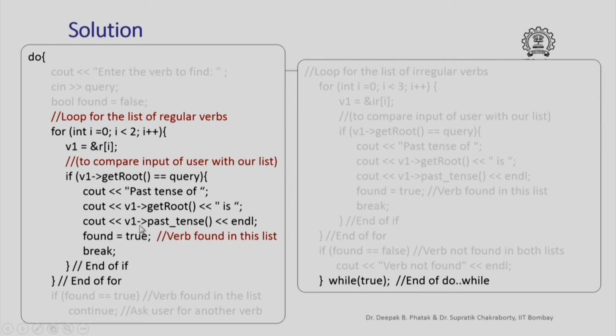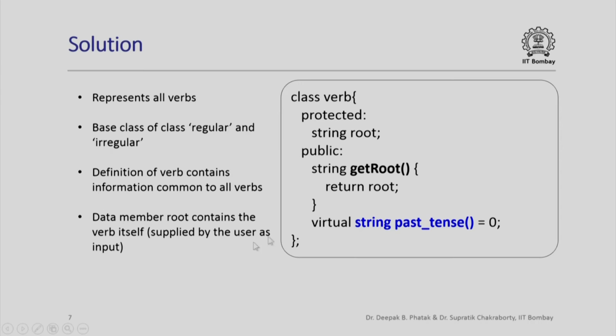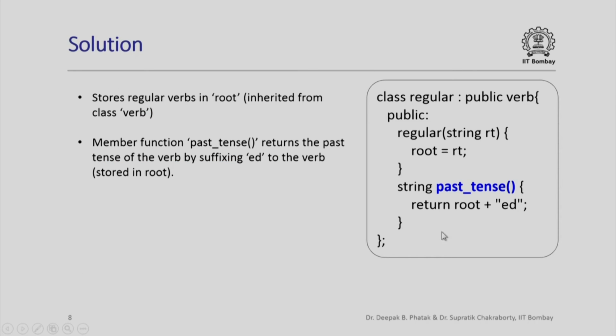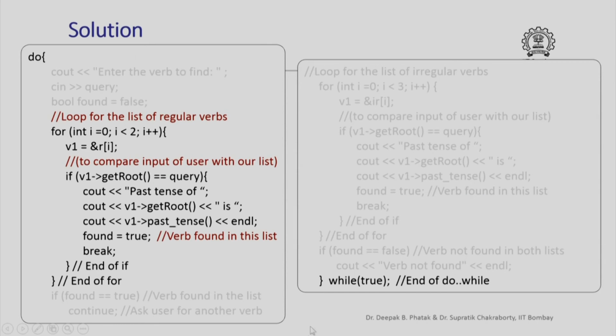Remember v1 is an abstract class in which past tense was declared as a virtual function. See this, past tense was declared as a virtual function. So when I say v1 arrow past tense over here, it is actually going to find out what v1 is pointing to. v1 is pointing to an object of the regular class, and so it is going to call past tense of the regular class. And what does past tense of the regular class do? It just returns the root concatenated with ed, so that is what it is going to return over here.